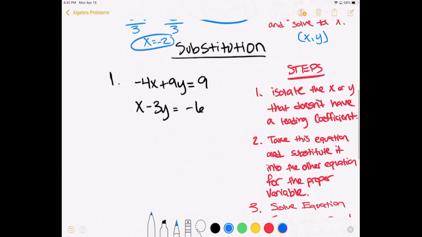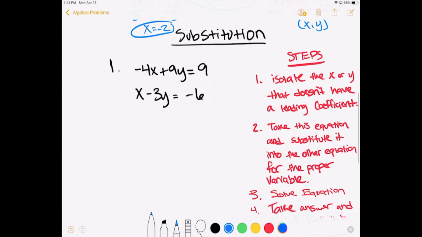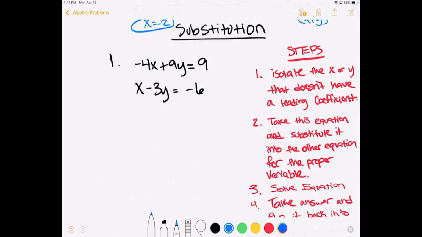Okay? We also had substitution, another way of solving them. Okay? You're still the same type of problems. We got two equations. We got an x and a y. Also, it won't always be x's and y's. It could be a's and b's, c's and d's. It doesn't matter. Okay? We're just used to using x's and y's.